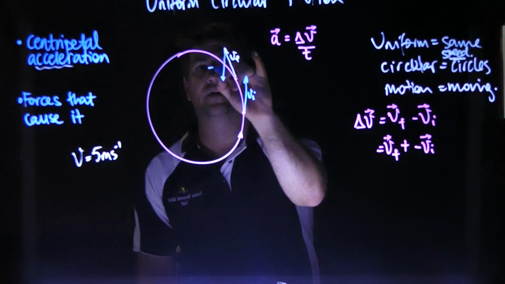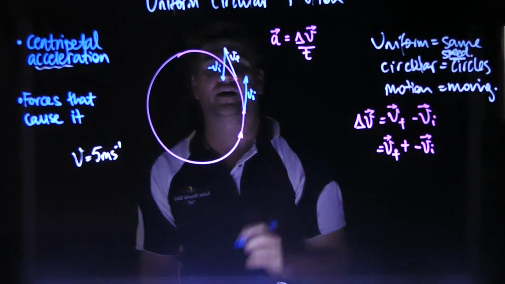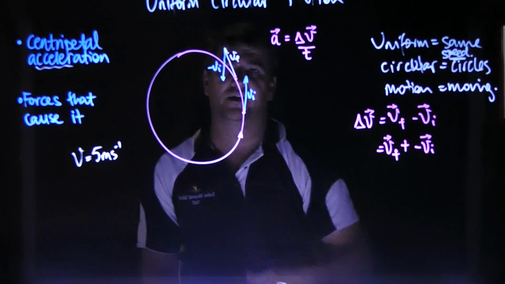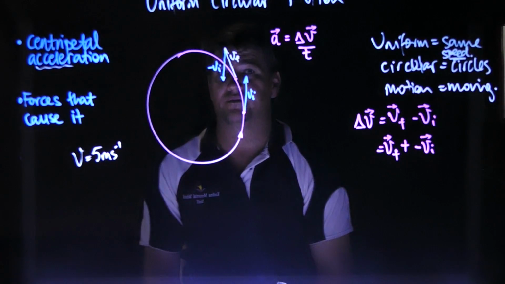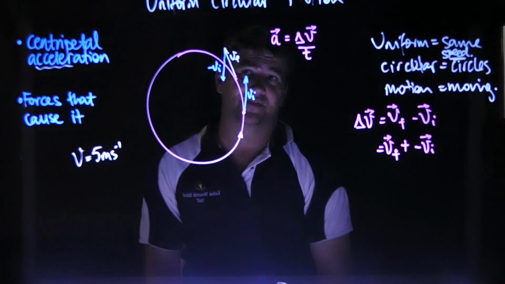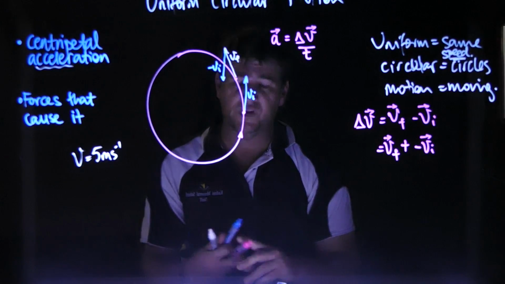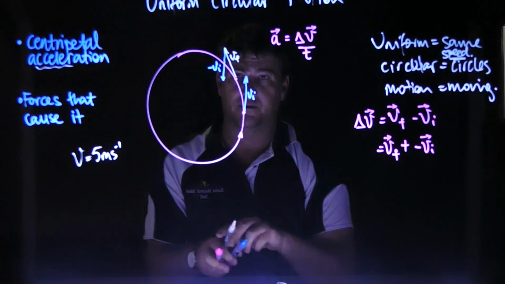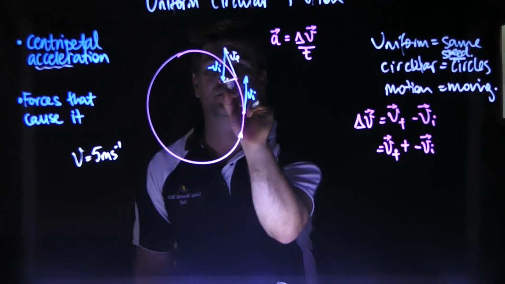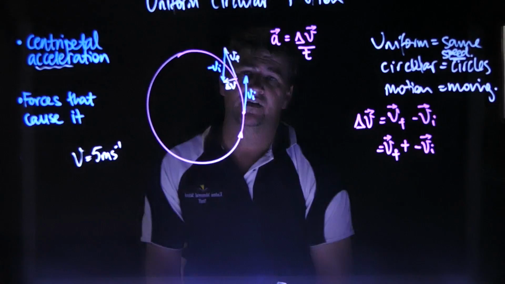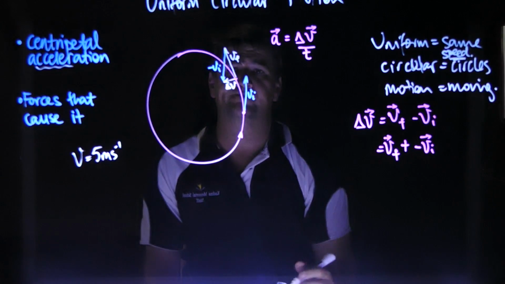that is negative VI. Okay, here's VI, here's its opposite, so it's negative VI. You can see they're parallel, near enough to the same length. They're both not really straight lines, but we'll just say that they are. So now my overall change in velocity is that. So, which way is that heading?